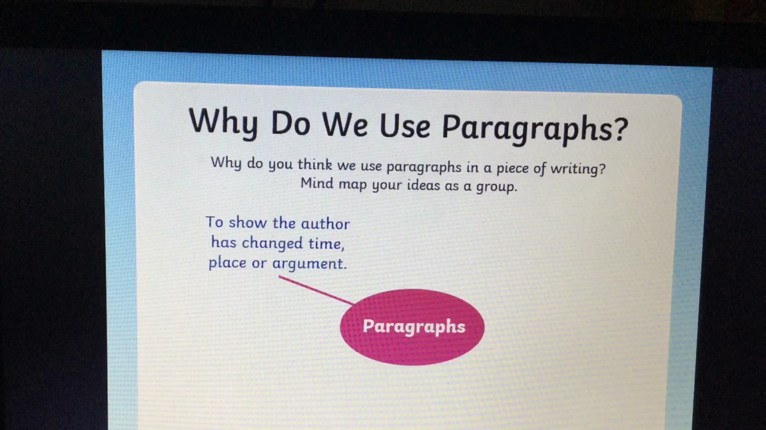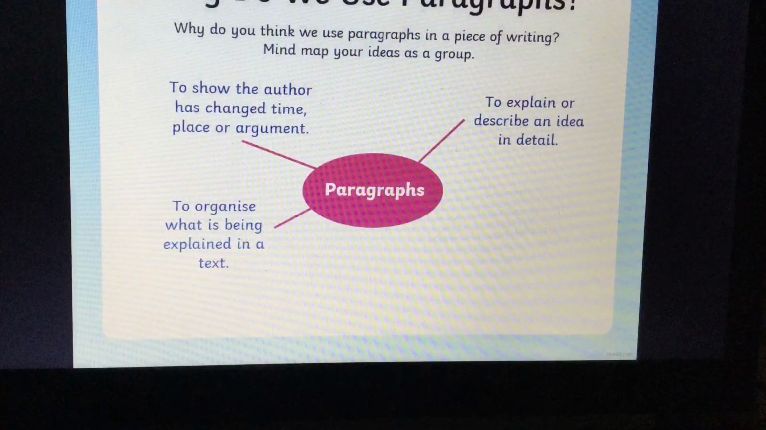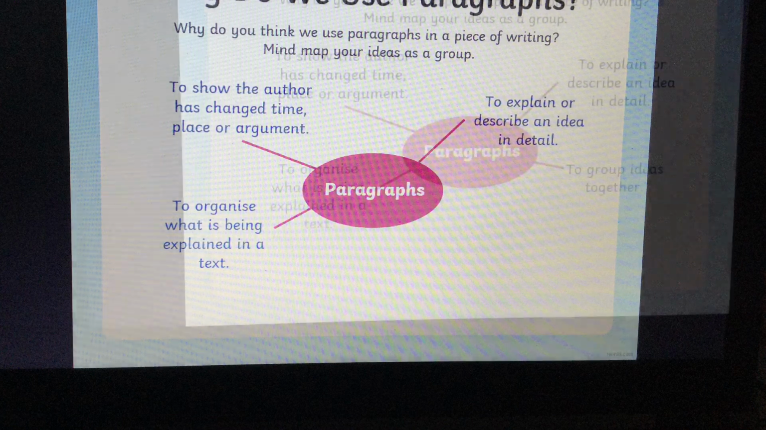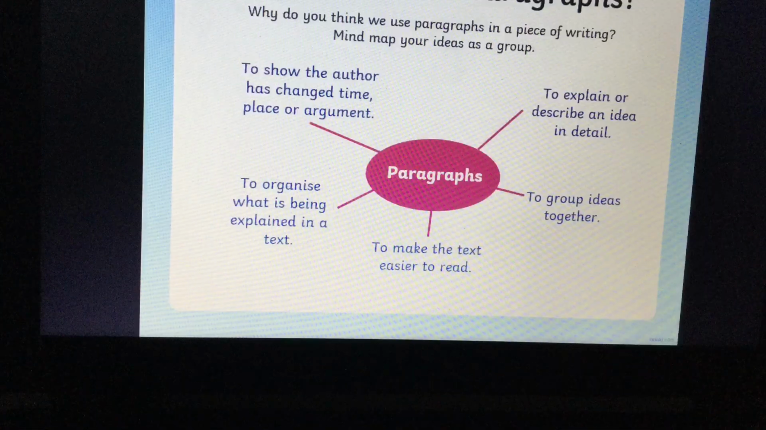To show the author has changed time, place or argument. To explain or describe an idea in detail. To organise what is being explained in a text. To group ideas together. To make the text easier to read.